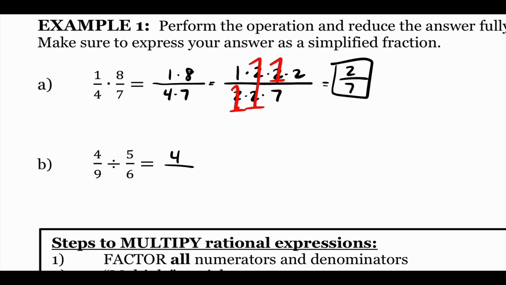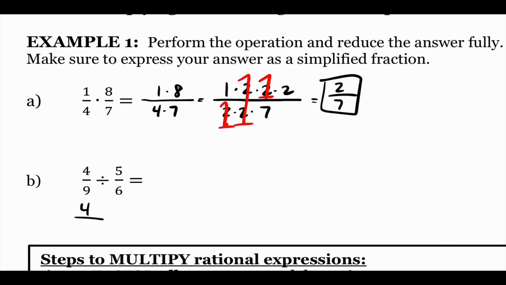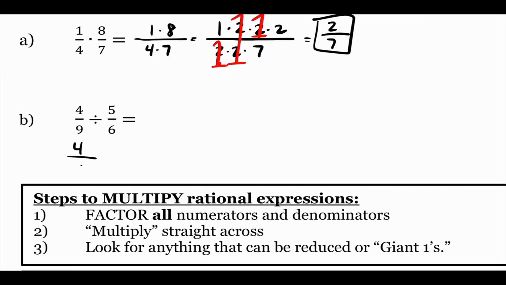4/9 stays 4/9. The symbol changes. Changes to multiplication. Reciprocal means flip. Flip the second one. So instead of 5/6, it becomes 6/5. Keep, change, flip. Once you do that, then you can multiply straight across. Then it becomes a multiplication problem.